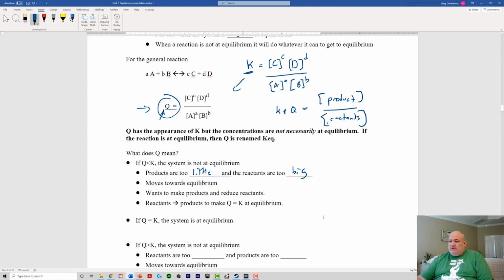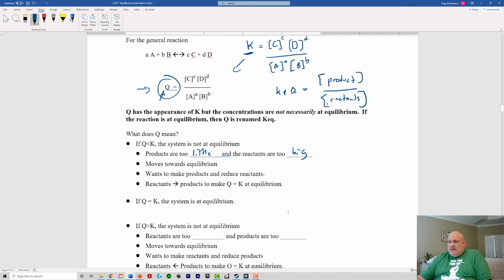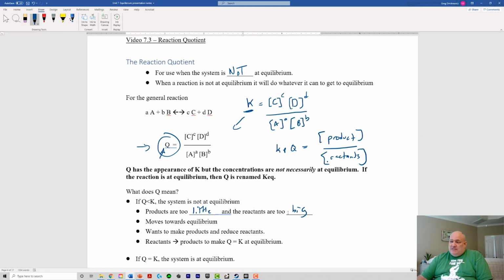Now, if our Q is equal to K, it means we're at equilibrium. Now, what about the opposite? What if my Q is bigger than my K? In other words, in my Q expression, I have too many products. Well, if I have too many products, wouldn't I shift back towards the reactants?